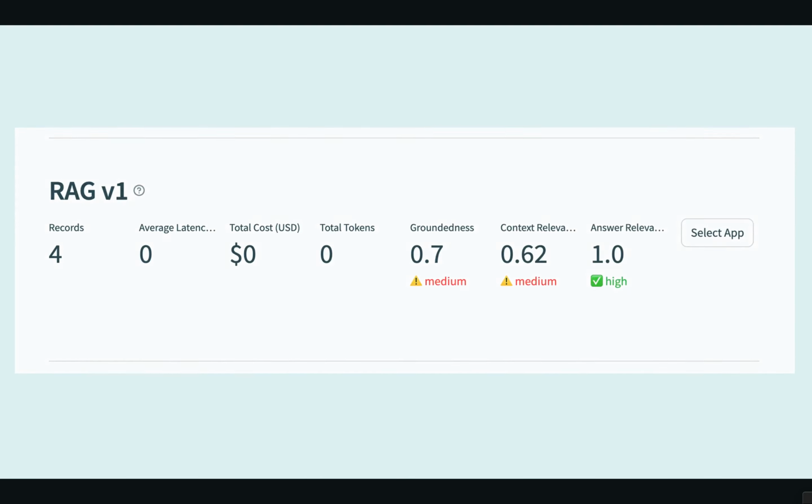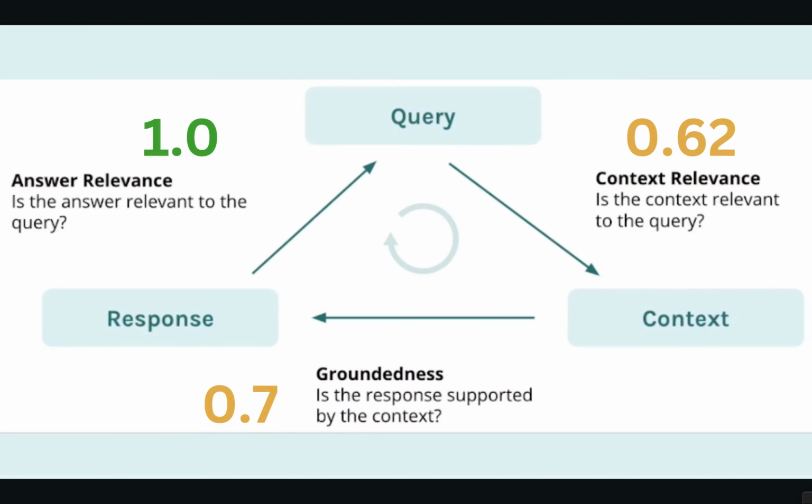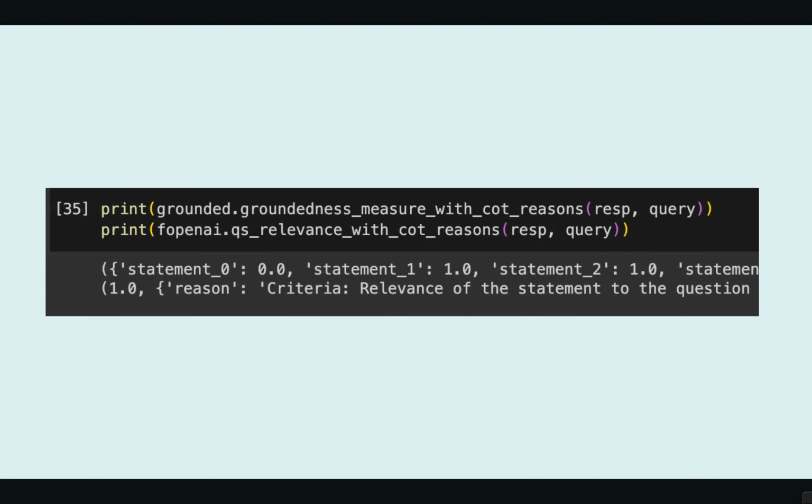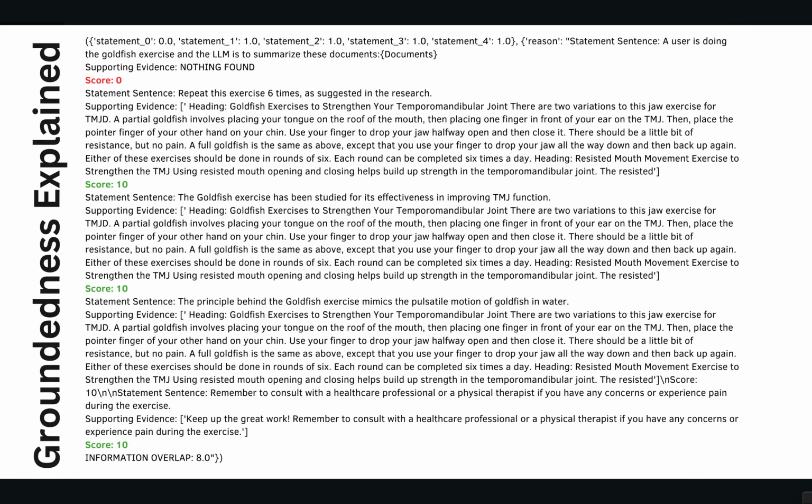So we saw that our groundedness and our context relevance were not as high as we would like. However, our answer relevance was really good. Luckily, with TruLens, we got to see the reasoning function, so this was very helpful because it actually gave us a peek into what was going on.